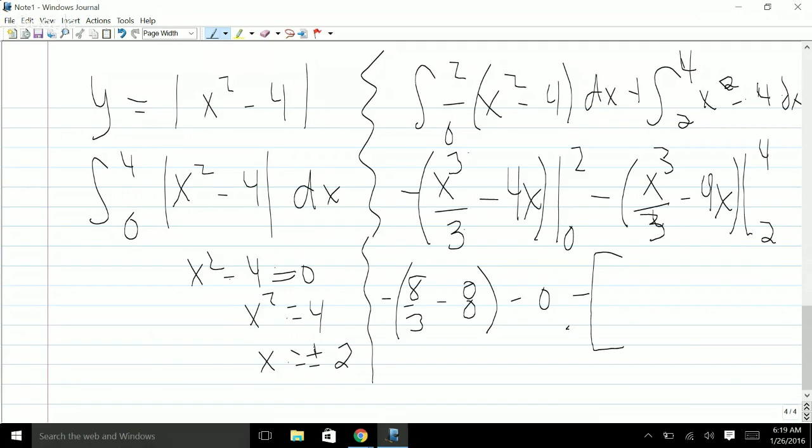Plug 4 in, you get 4 cubed is 64 minus 16, minus, and then the 2's if you plug them in, 8 thirds, minus 8. Okay. Big, long, nasty mess.